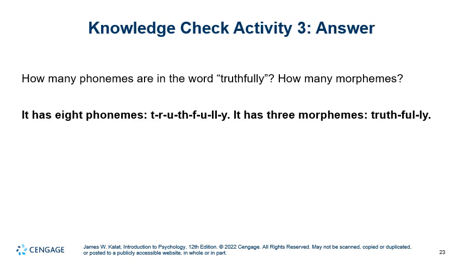All right, so there are 8 phonemes: TR, U, TH, F, ULLY, truthfully, which has 3 morphemes, truthfully.